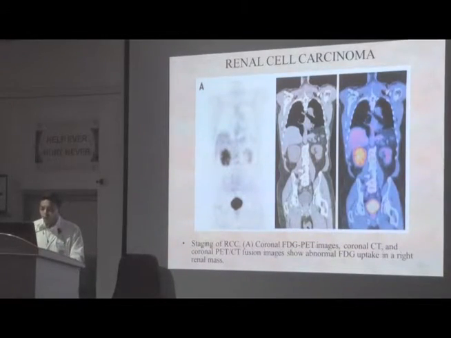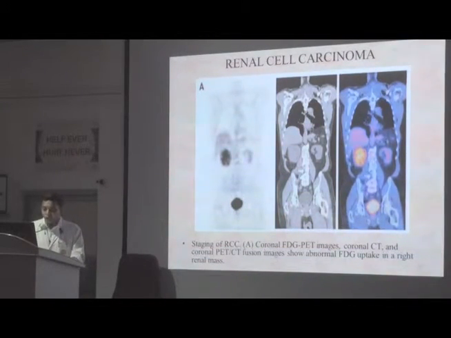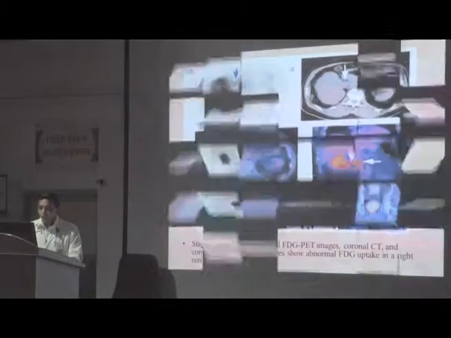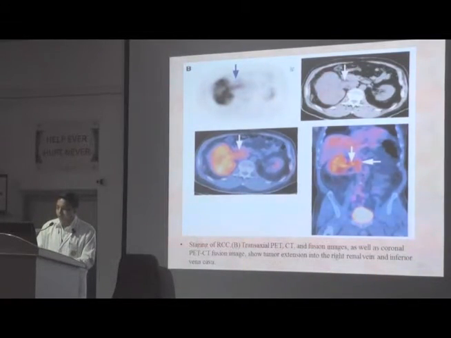Coming to renal cell carcinoma, that is the staging of renal cell carcinoma. Here you can see in the images the coronal FDG PET images, coronal CT images and coronal PET/CT fusion images showing abnormal FDG uptake in the right renal mass. Continuing the staging, the transaxial PET/CT fusion images as well as coronal PET/CT fusion images show the tumor extension into the right renal vein and inferior vena cava.